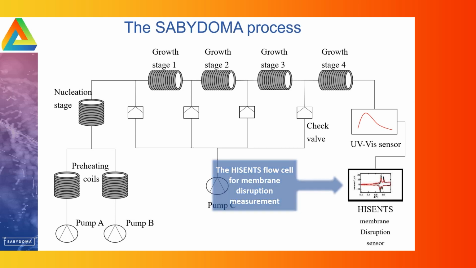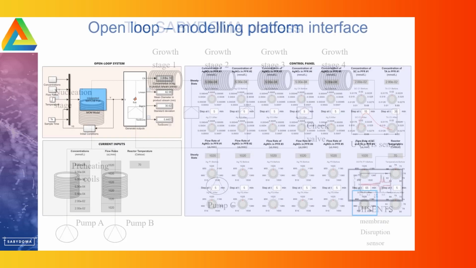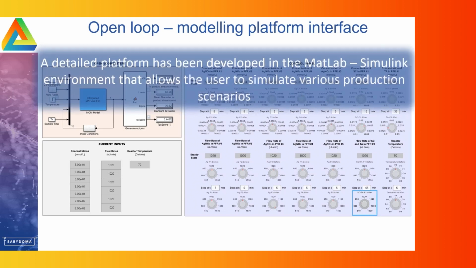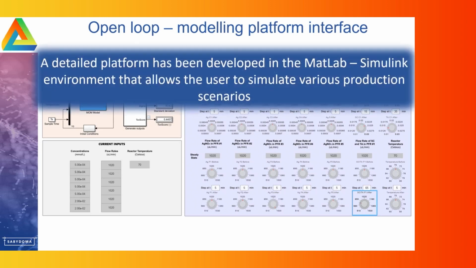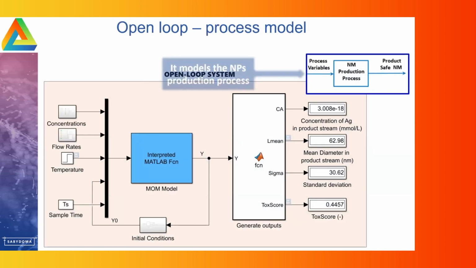So first of all, a model for this process has been developed and has been included in this MATLAB Simulink-based platform, which is used for testing various operating scenarios. Actually, this could be stated as in silico experiments. Let's have a closer look at this platform. This is the Simulink model of the process. If we enlarge it, we can see here the input variables: concentrations, flow rates, and temperature. At the end, we have the output variables, and we are more interested in the mean diameter and also the tox score.